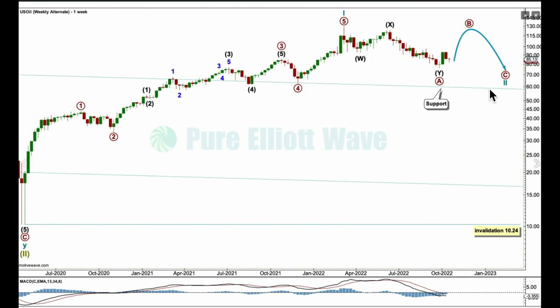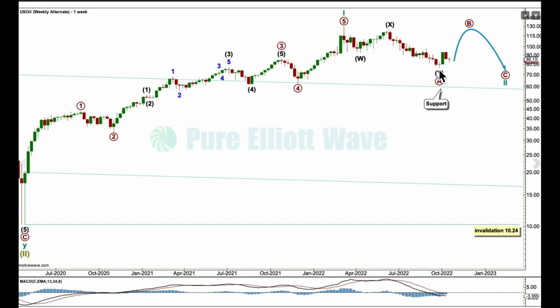It considers another structural possibility for cycle 2. It could be unfolding as a flat correction. Flat corrections are labelled A, B, C, and they subdivide 3, 3, 5. Primary A could have been over down here as a double zigzag.